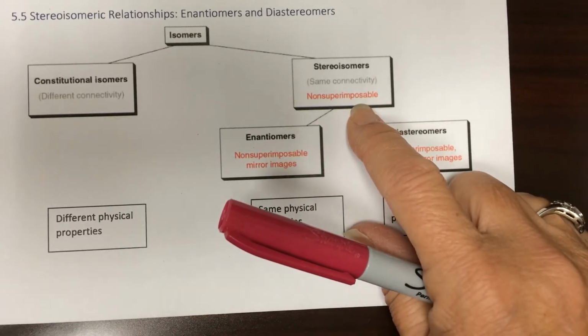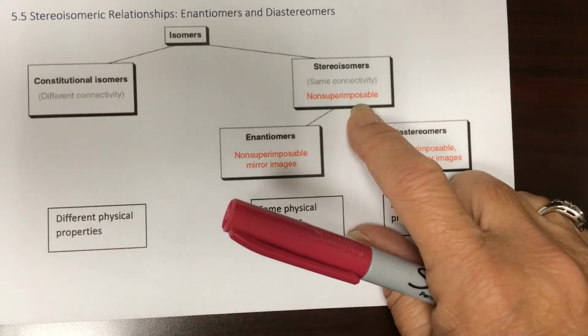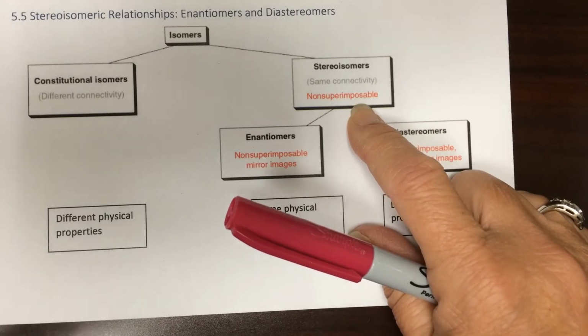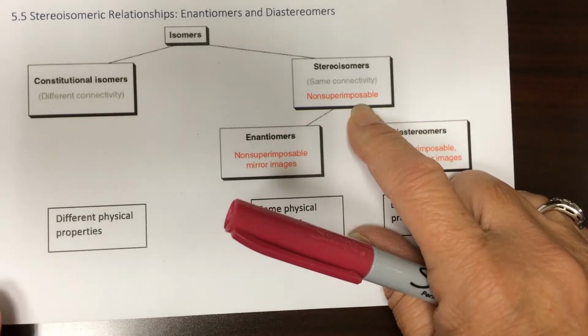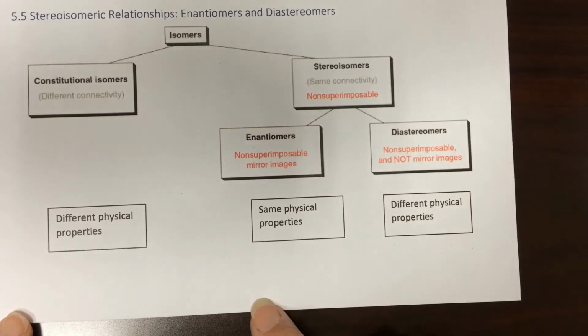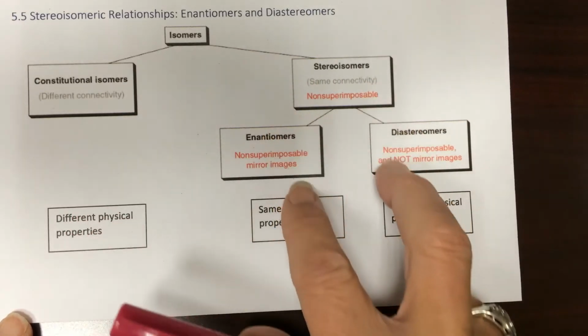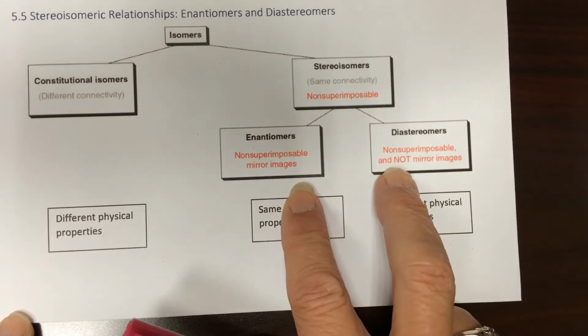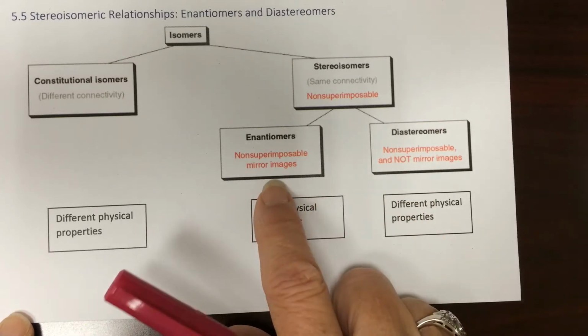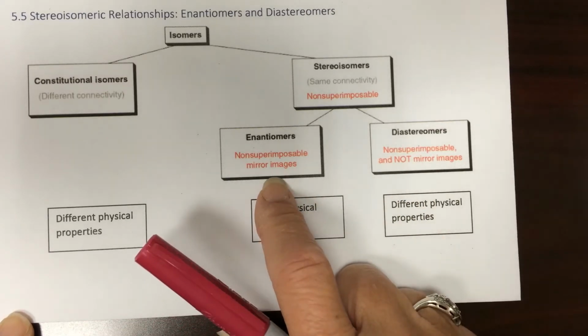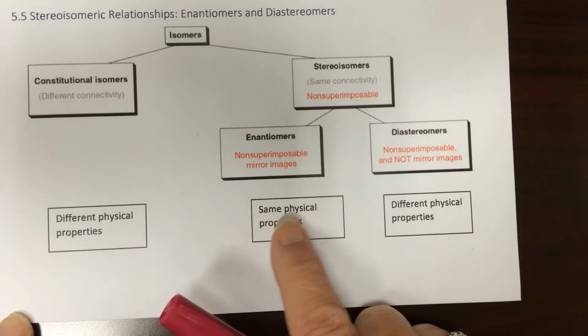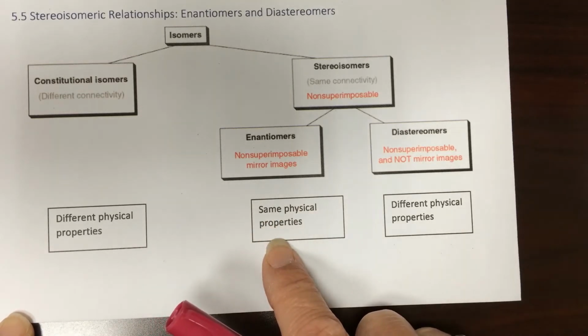Stereoisomers have the same connectivity, but they're not superimposable, so they're put together differently in space. That's why the stereo is there. And now we're going to look at different types of stereoisomers. We can have enantiomers, which are non-superimposable mirror images. These have the same physical properties.